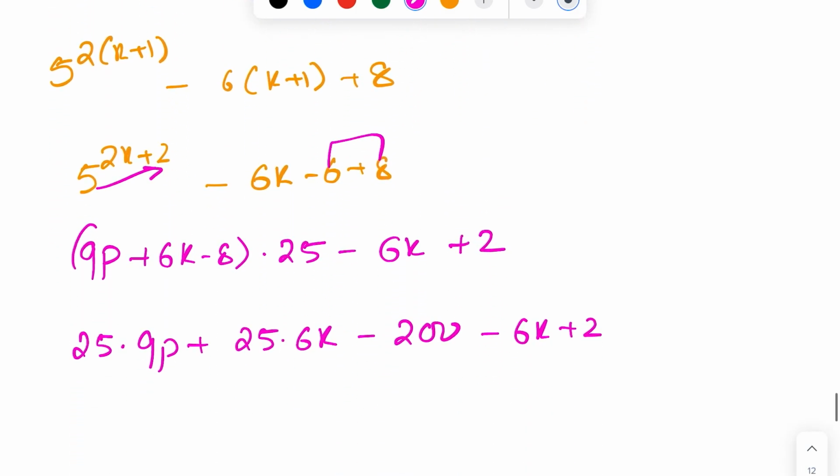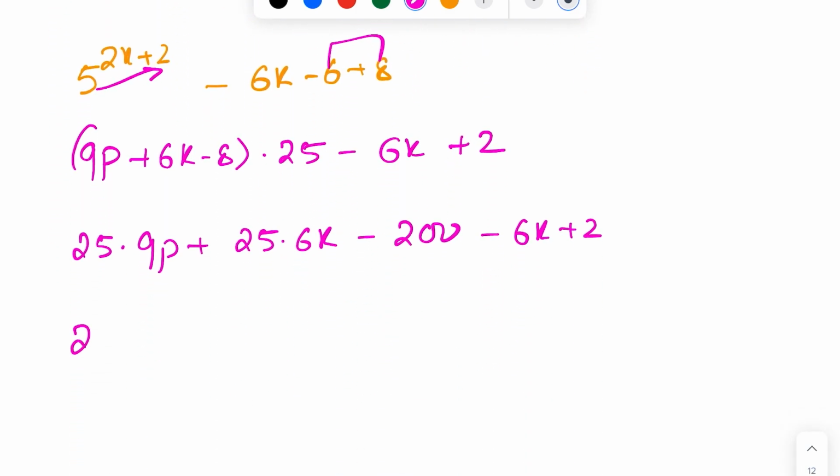And I should see that it is divisible by 9. 25 times 9p, this becomes 24 times 6k.